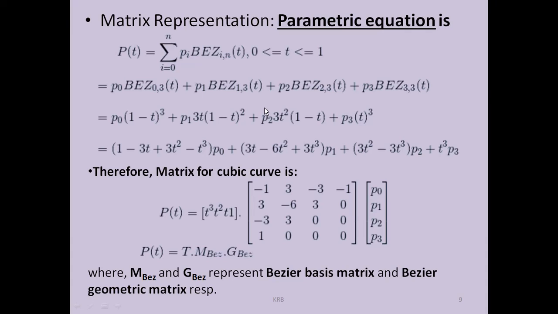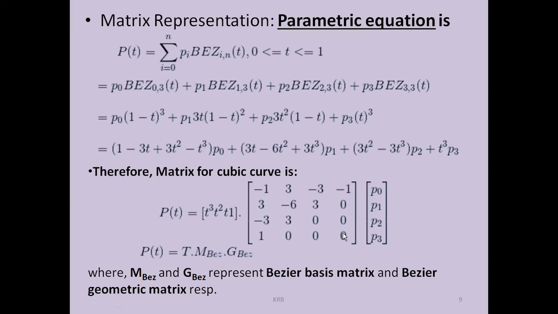And as we have P(t) into P_i, we have considered here the matrix of p0, p1, p2, p3 values. So we get the final matrix as P = T · M_BZ · G_BZ, where M and G are nothing but matrices, where M is the matrix known as the Bezier basis matrix and G is the Bezier geometric matrix. So this is the Bezier basis matrix, and this is the Bezier geometric matrix. This is the final matrix representation for the cubic Bezier curve.